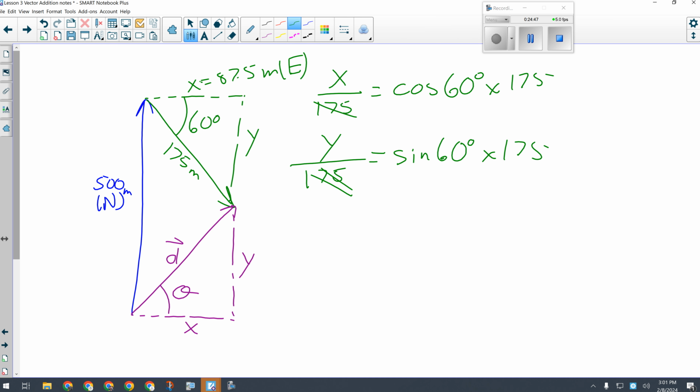151.55. Okay. So can I find purple X and purple Y now? I absolutely can. We already said purple X is the same as green X, so purple X is 87.5 meters. Okay. Y is going to be the sum of 500 north plus 151.55 south.